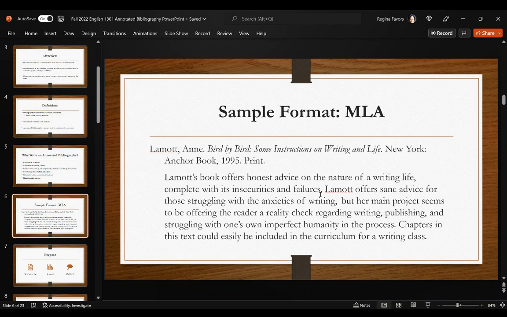What you see here, Bird by Bird, Some Instructions on Writing and Life, that is the title of the work. So the title of the work is always in italics. But if we looked at a chapter in the book, then the chapter would be formatted in quotation marks and it would come before the title. So then there's the city of publication, the publisher, and the year of publication, and the fact that it was in print. And this is what we are used to.